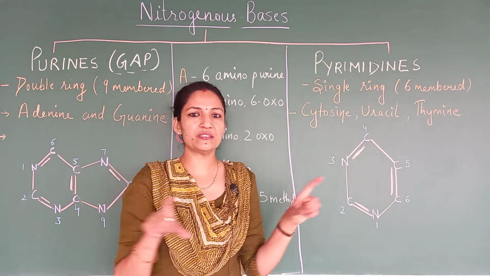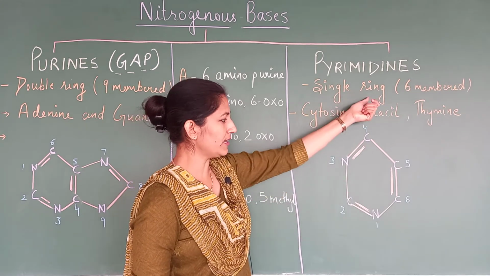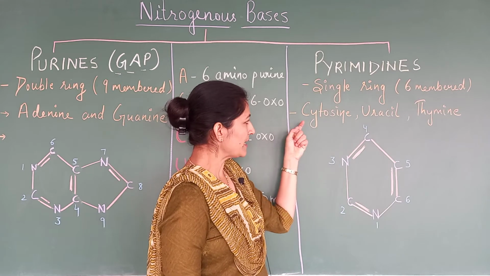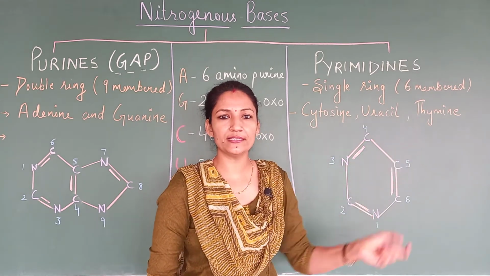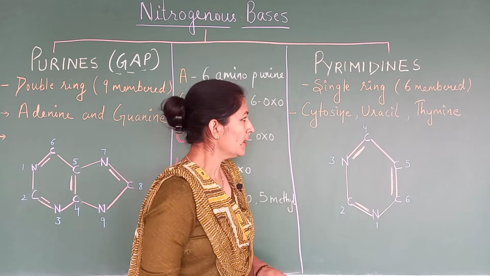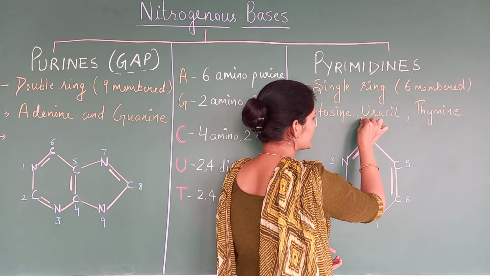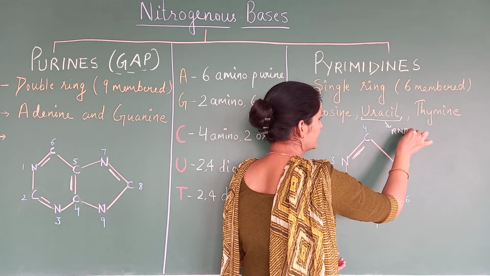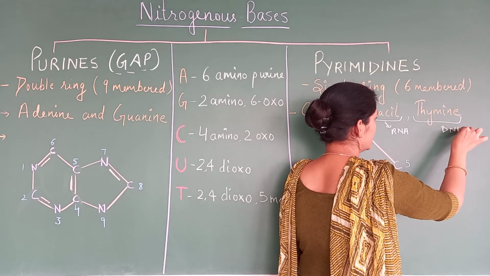Pyrimidines, their name is big, their structure is small. So, a single ring, a 6-member ring it is. Cytosine, uracil and thymine come under pyrimidines. Now, among the pyrimidines, uracil is a part of RNA and thymine is a part of DNA.